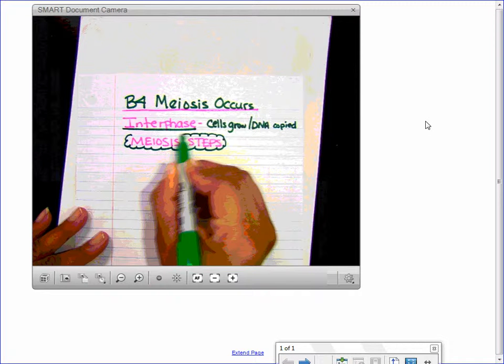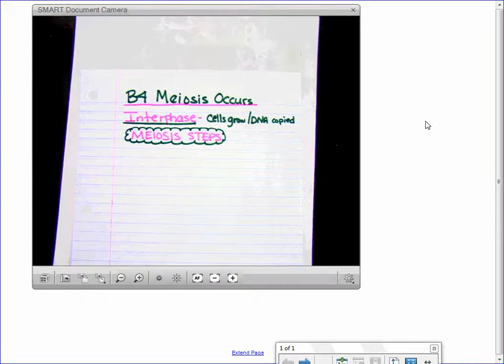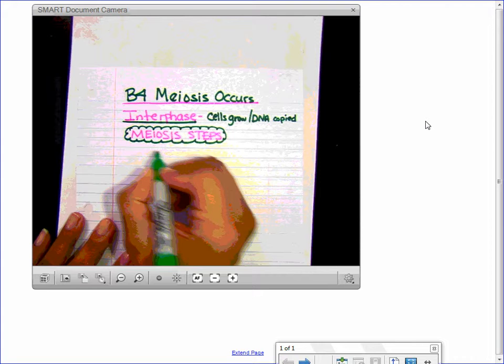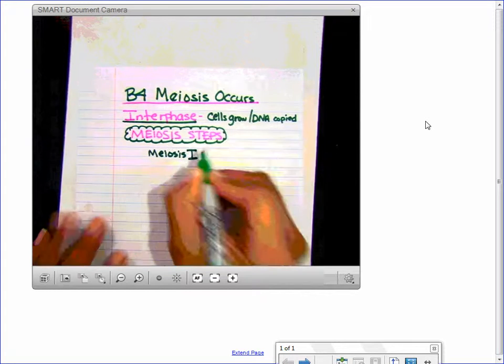Now, meiosis has basically the same steps of mitosis, so that whole PMAT, prophase, metaphase, anaphase, telophase, are all still there, but it's going to happen twice. And you don't have to remember any extra crazy names because it'll be a prophase 1 and a prophase 2, metaphase 1 and a metaphase 2. But cytokinesis is not something that happens, and you'll see as we go through. So, this portion is meiosis 1.